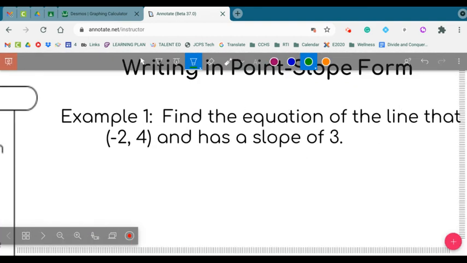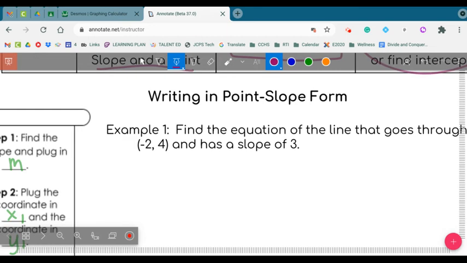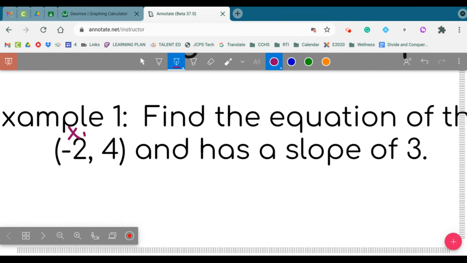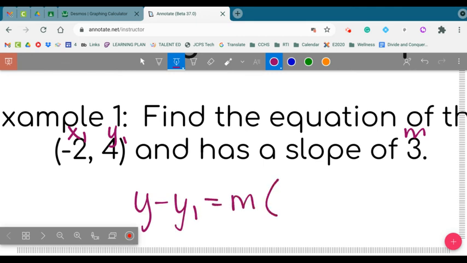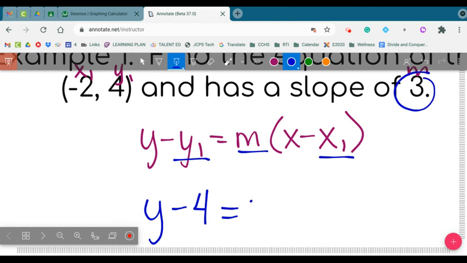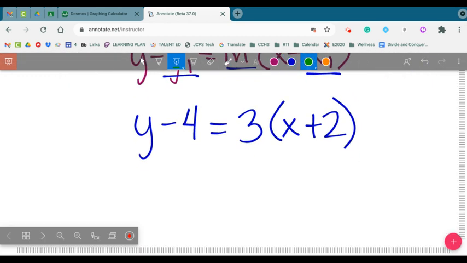So in our first one, it says find the equation of the line that goes through the point (-2, 4) and has a slope of 3. So this is my x1 and my y1, and this is my m. So my formula is y minus y1 equals m times x minus x1. So we're going to plug in y1, m, and x1. So y is going to stay the same. Minus 4 equals our m, which is 3, times x minus, well, it's minus a -2, so that's going to become a +2.